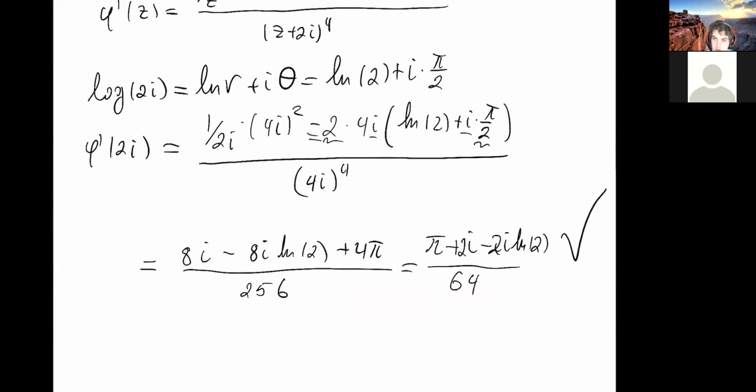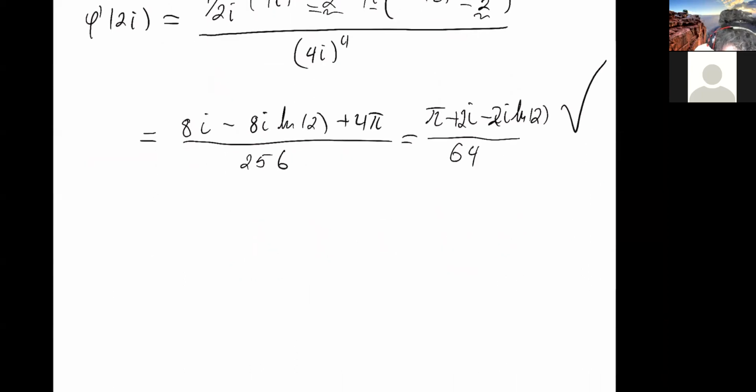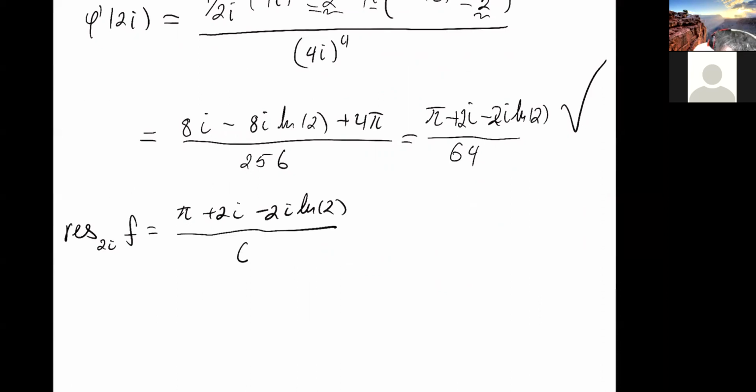So I encourage you all to do this slowly. I did all the algebra very quickly, but I really encourage you to do this and see that my answer is correct. Okay, so the conclusion is that the residue of f at 2i is pi plus 2i minus 2i logarithm of 2, divided by 64. Great.